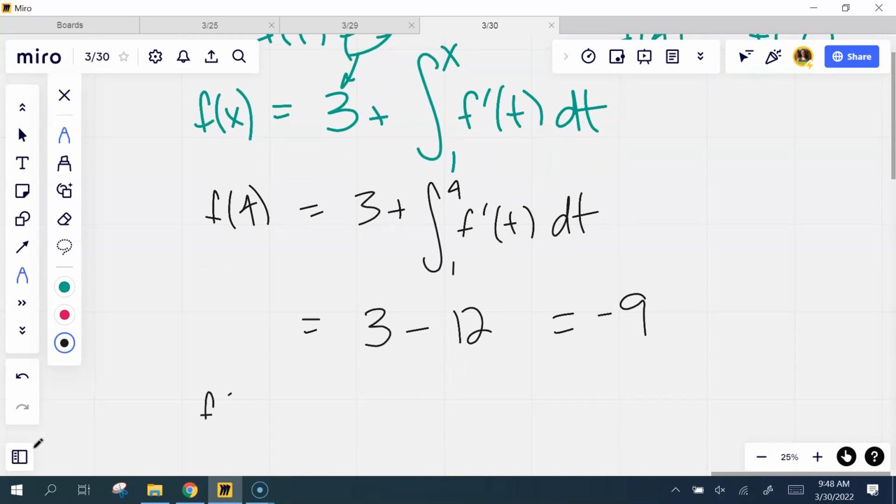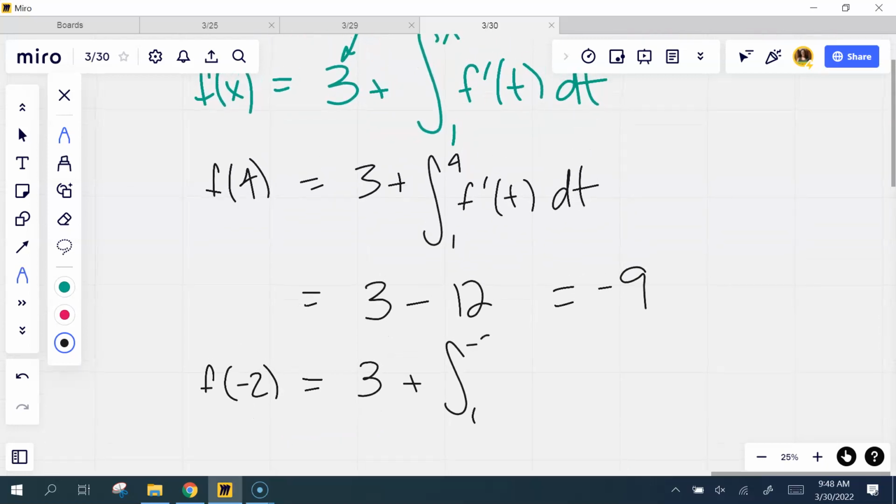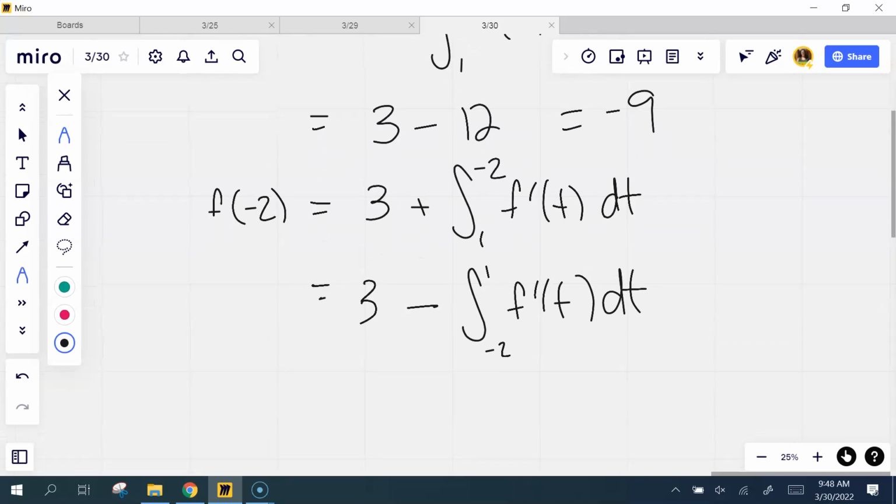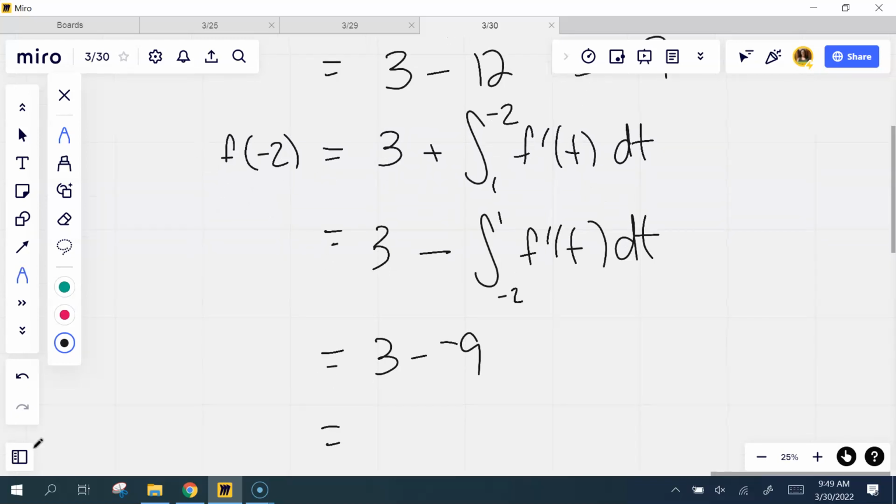Okay, and then f of -2 is the same way, 3 plus the integral, but here's where things get a little bit sticky. You're exactly right, Ren. You have to flip it because my small value is not up top, so this becomes 3 minus the integral from -2 to 1 of the derivative. That's right. And since it's still negative because I'm still below the x-axis, this becomes 3 minus this integral, which is -9. So this would be 12. So you got 3 points there. One for the integrand.